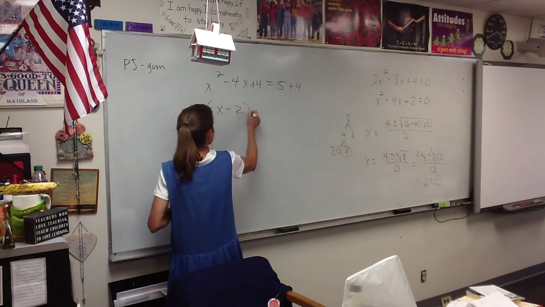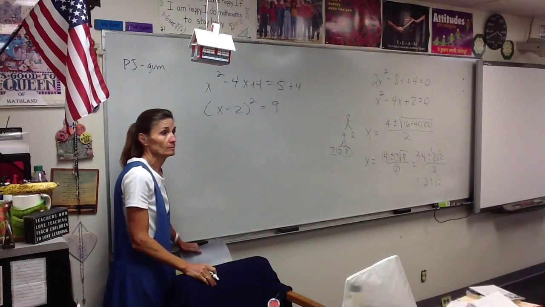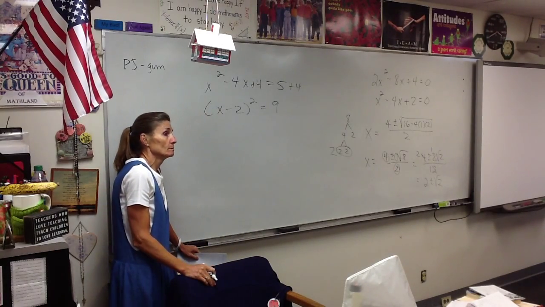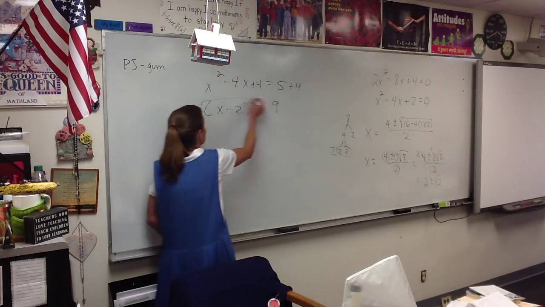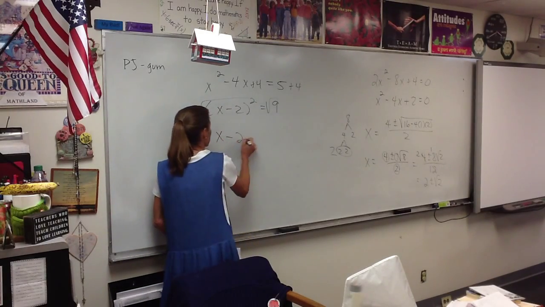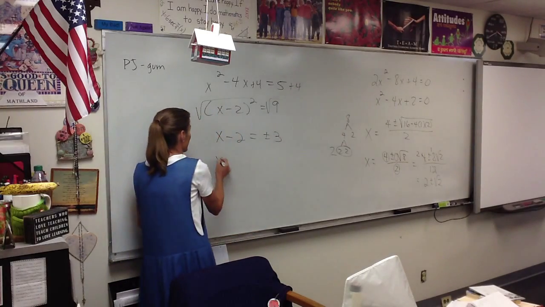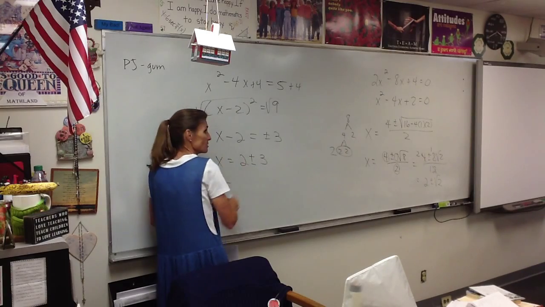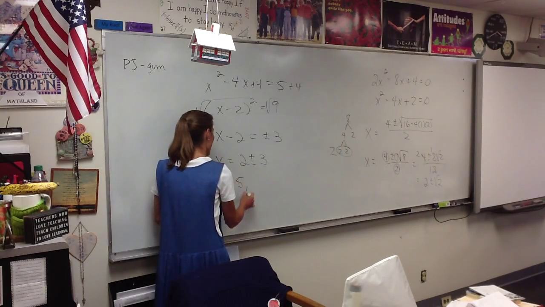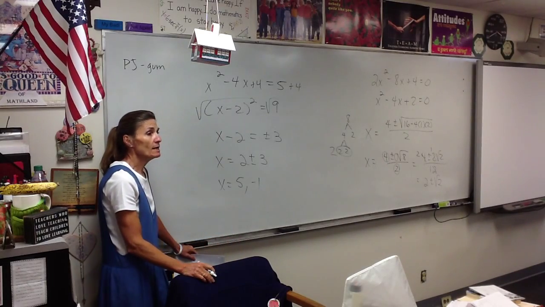So x minus 2 squared equals 9. When you square rooted, did you remember to say plus or minus 3? So 2 plus 3 is 5, and 2 minus 3 is -1. Beautiful. Did anybody have a different strategy?